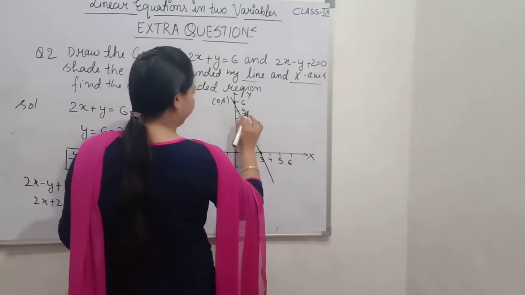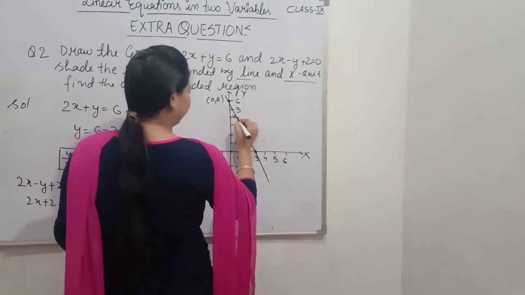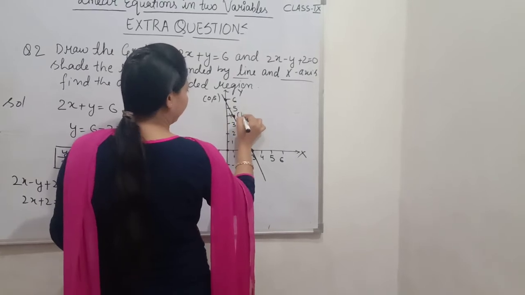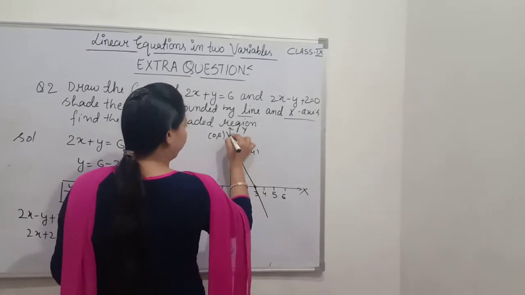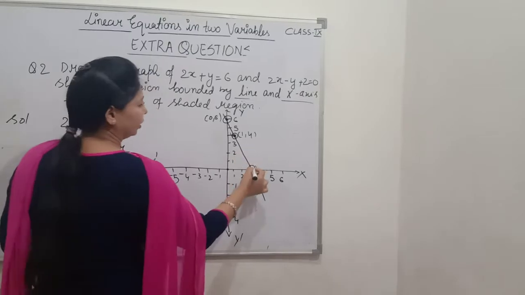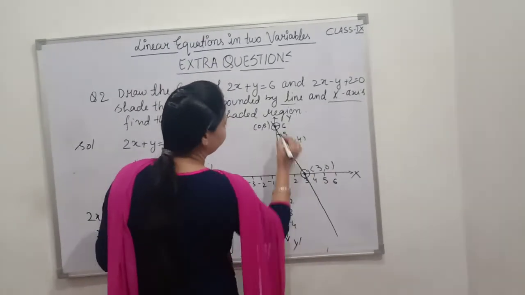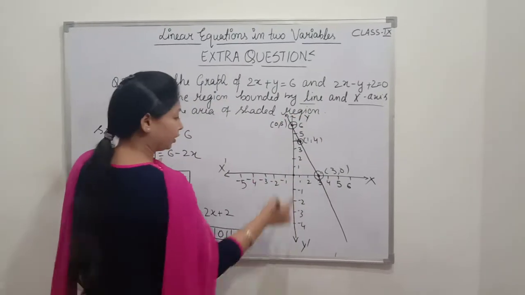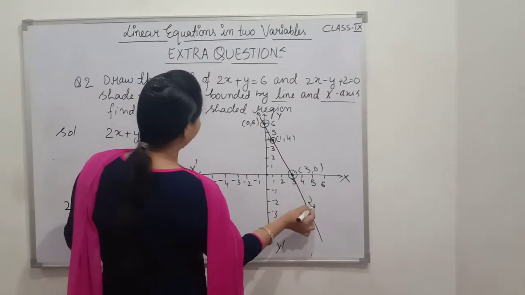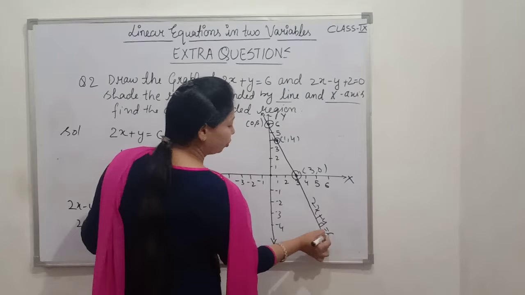This is 1, 4. It will come here. This is 1, 4. This point, and this point. This is 3, 0. So this is the graph for this equation, 2x plus y is equals to 6.